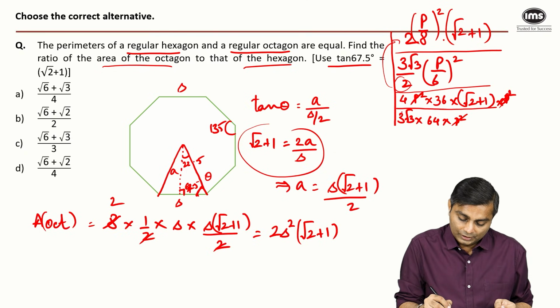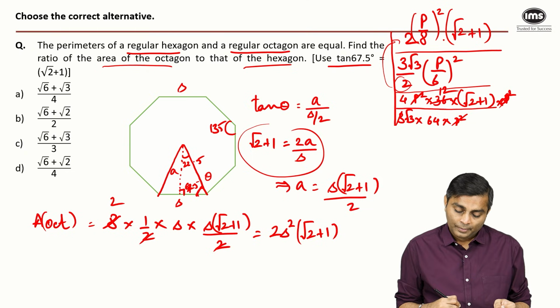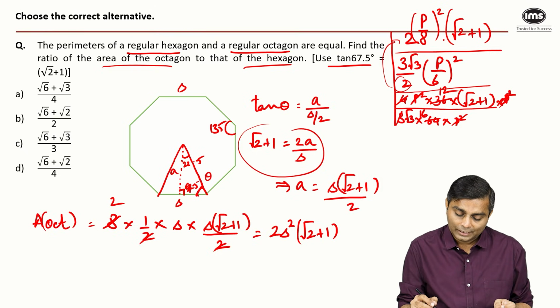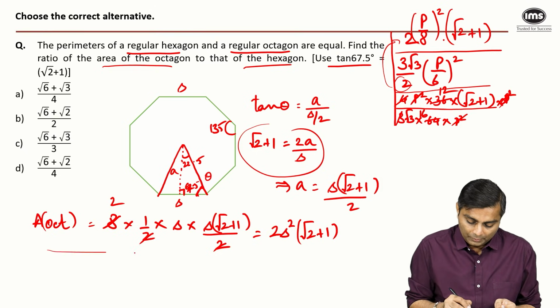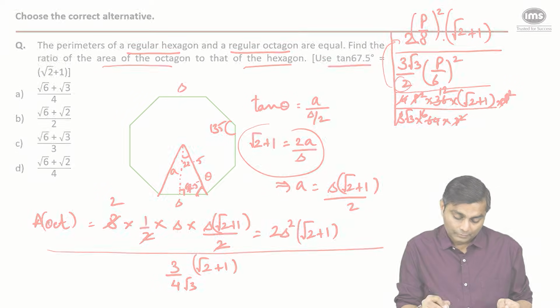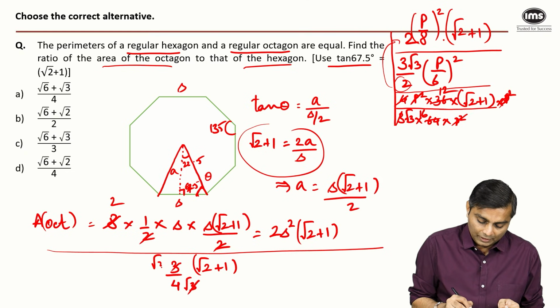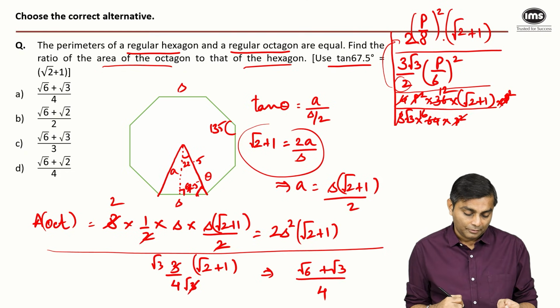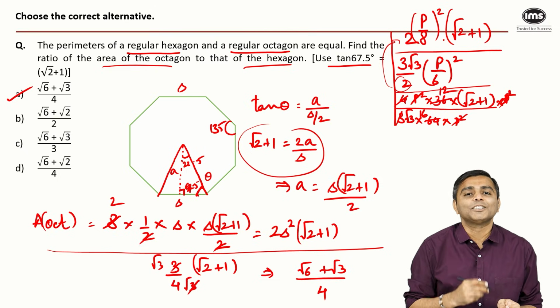Let's first cancel 3 with 36 to give us 12. 4 and 12, 64. So 4 will cancel 64 16 times, and 16 and 12 give us 3 by 4. So let me write it again here. So 3 by 4 times root 2 plus 1, and there is a root 3 remaining in the denominator. So root 3 and this will cancel and we'll have root 3. If I bring the root 3 inside, I'm going to get root 6 plus root 3 by 4. Do we have such an option? Root 6 plus root 3 by 4? Yes, we have. Option A is going to be the answer.